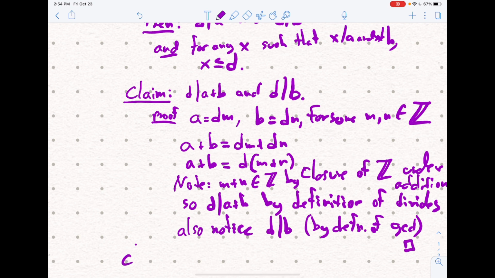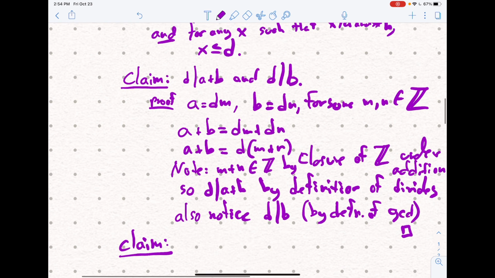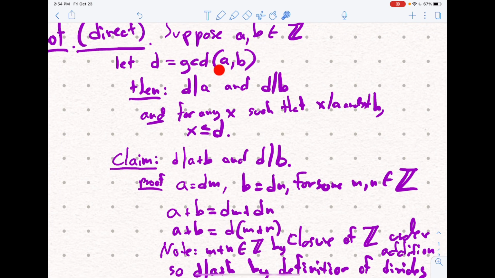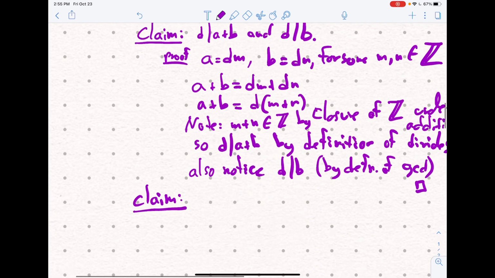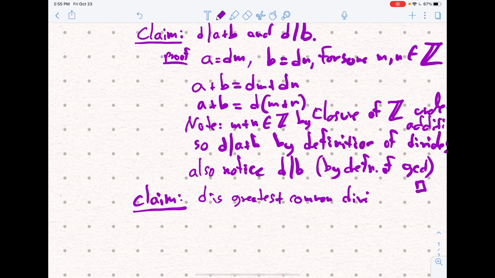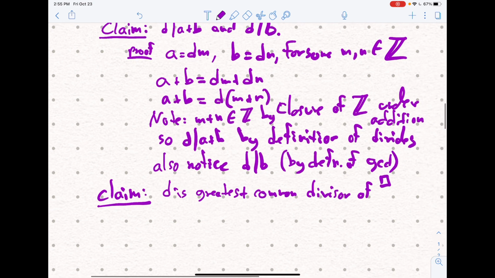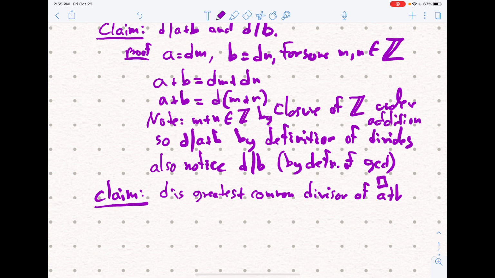My next claim is the following. What am I doing here? I'm really trying to show that this number d, which was the GCD of a and b, is also the GCD of these two. And what I've shown so far is that d is a common divisor of these two. And now I just have to show that it is the greatest common divisor. Claim: d is the greatest common divisor of a plus b and b.